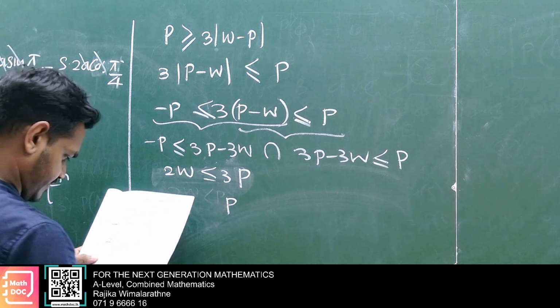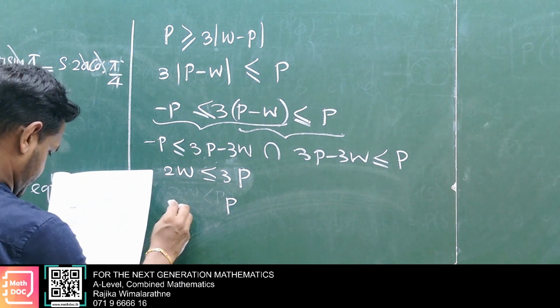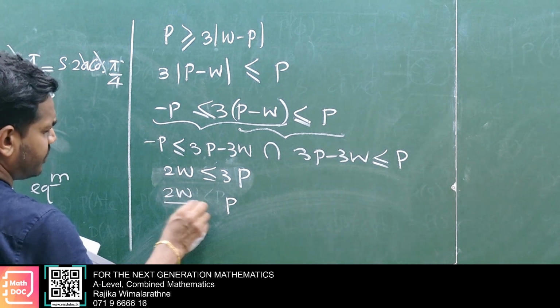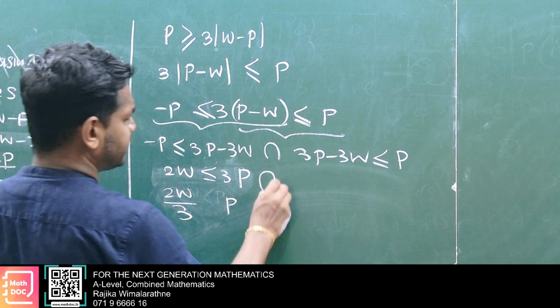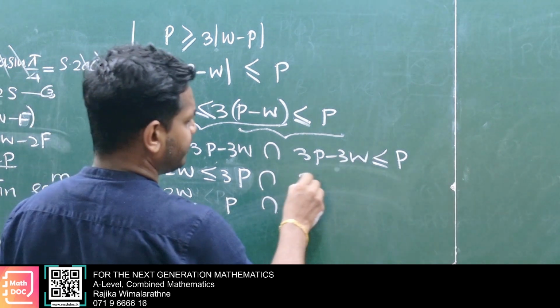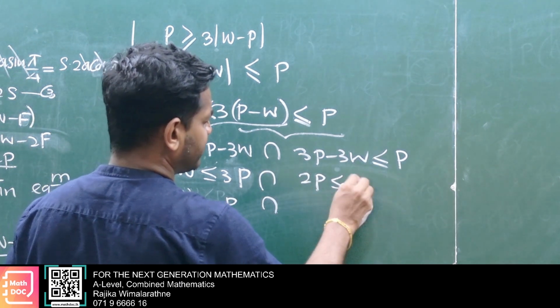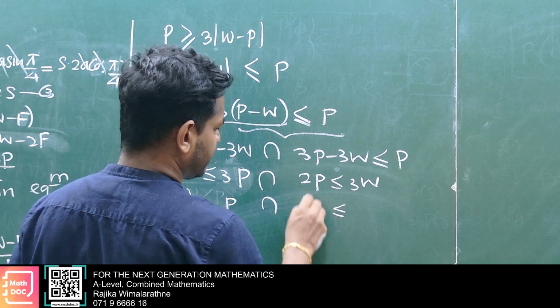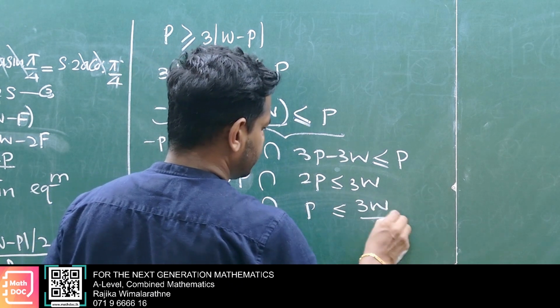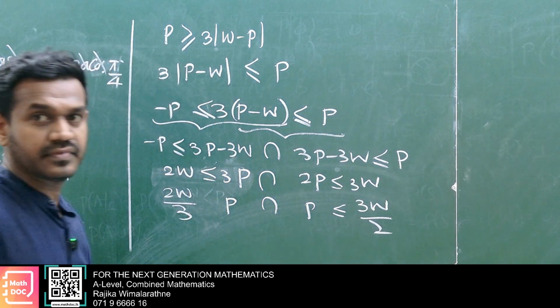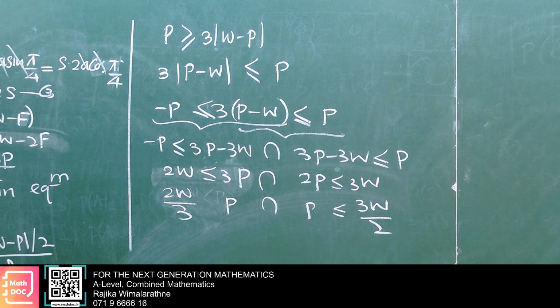Then p, 2w over 3. Interception, here 2p, 3w. 3w over 2. 3w over 2. Check it again. Something wrong, no? Something wrong.